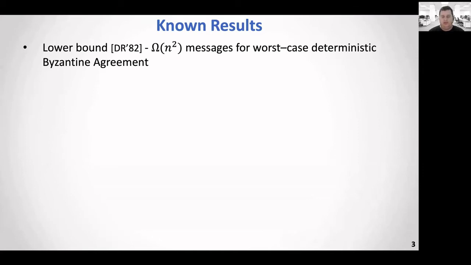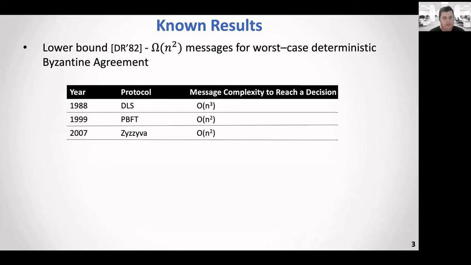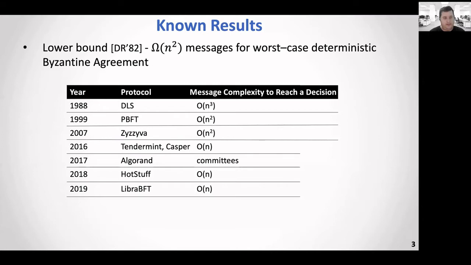Now let's look at some of the known results on the message complexity of deterministic consensus protocols. There is a known lower bound from 1982 by Dolev and Reischuk, which showed that at least a quadratic number of messages are required to solve Byzantine agreement in the worst case. If we look at some of the known deterministic consensus protocols, we see that DLS from 1988 requires a cubic number of messages to reach a decision. PBFT and Zyzzyva require a quadratic number of messages. And starting from the blockchain area, protocols like Tendermint and Casper, HotStuff and LibraBFT require a linear number of messages. Algorand uses a technique of committees to lower the message complexity.